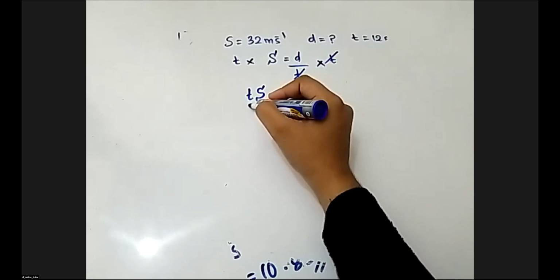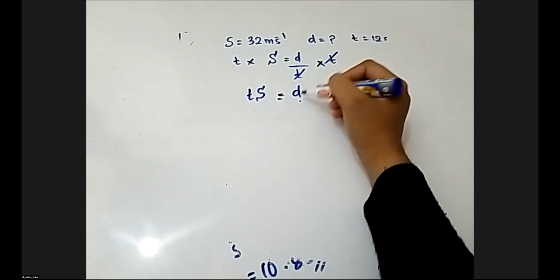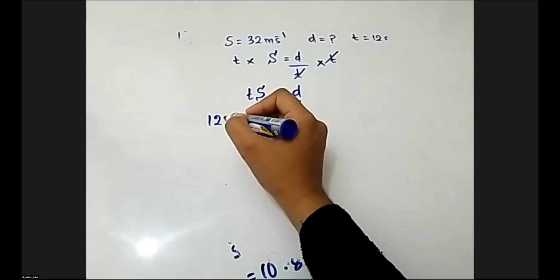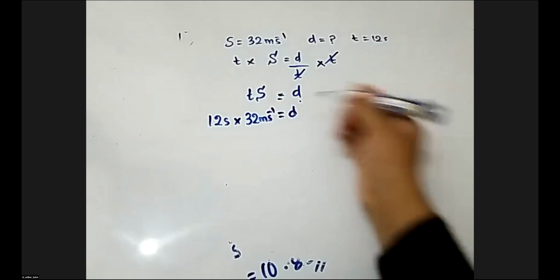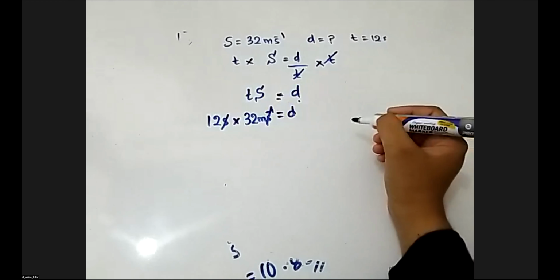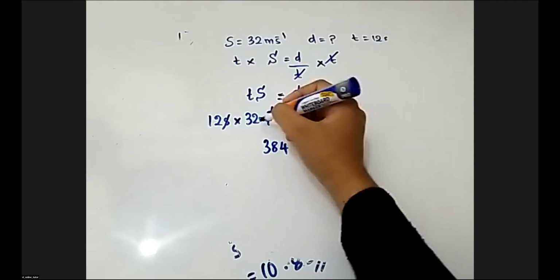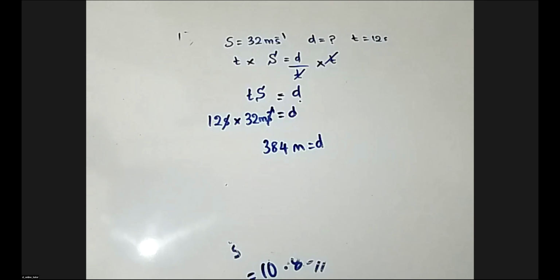Now D has become the subject. So to find D, you have to multiply T and S. T means 12 seconds. S is 32 meters per second. Now second and per second get cancelled. 12 into 32, you get the answer 384, and the answer comes in meters. Is the question clear now?